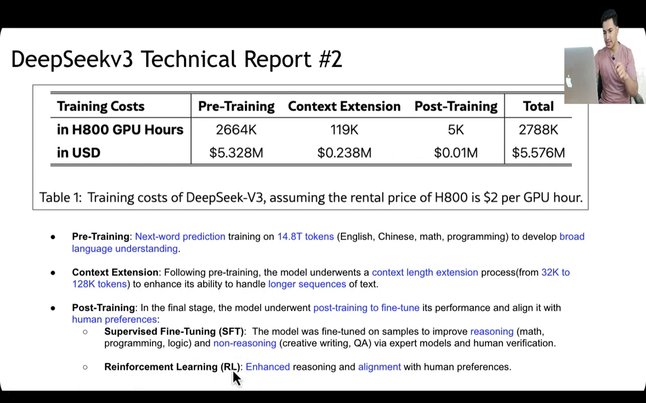And in reinforcement learning, you enhance the reasoning and alignment with human preferences. There are ways to do reinforcement learning like PPO and group policy optimization. They use GRPO, which is an optimization over PPO that was used by OpenAI. We'll look into all those things.